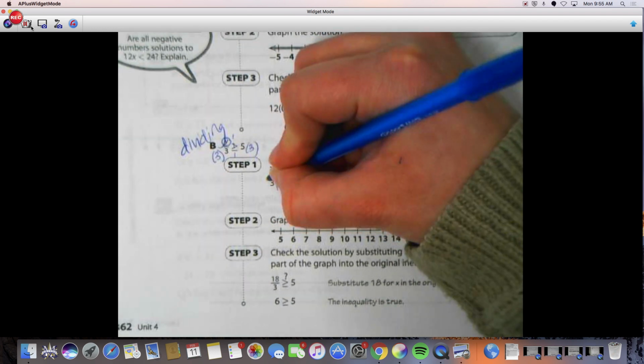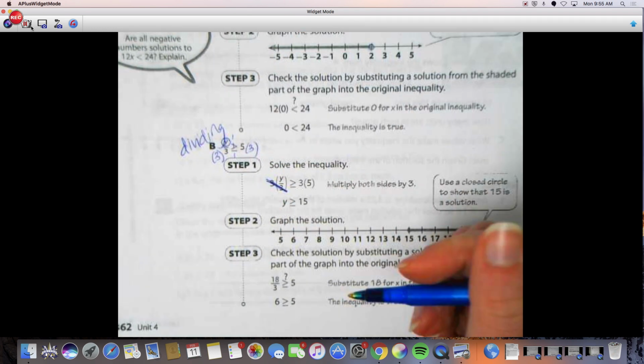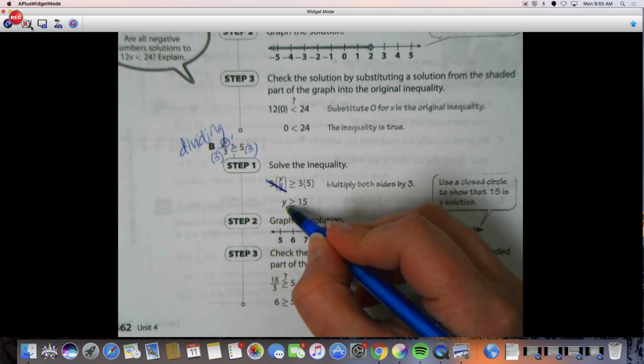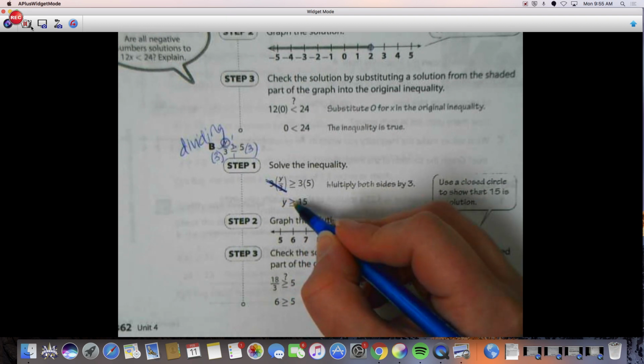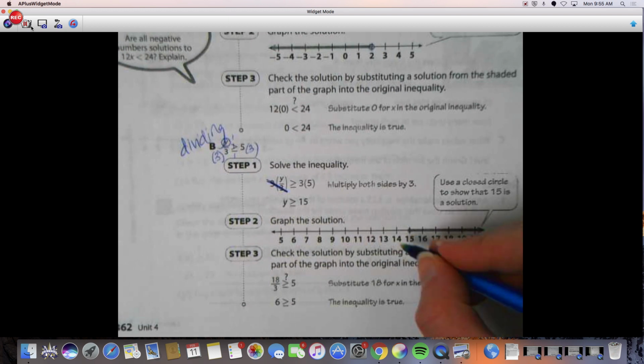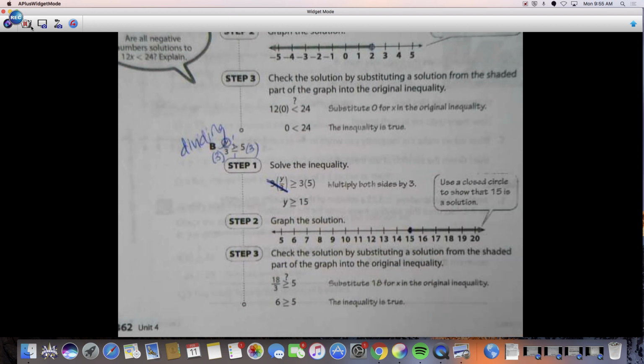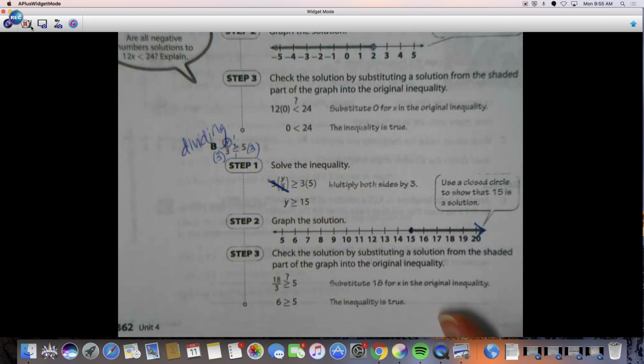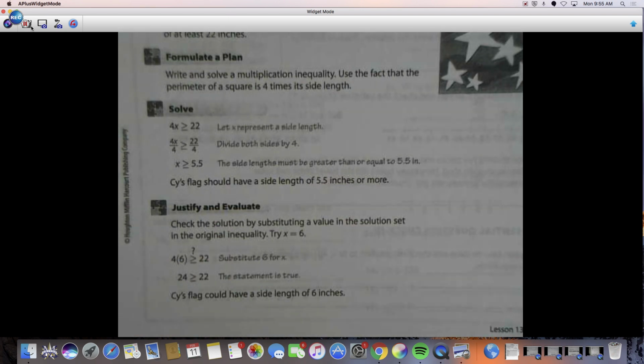We see that the 3 cancels out there, and then 3 times 5 is 15. So they kept their sign the same. Y is greater than or equal to 15. They did a closed circle on 15 and then plotted it to the right, the direction that your sign goes. Okay? So that's how you do multiplying and dividing. You solve it exactly like you would when solving for x.